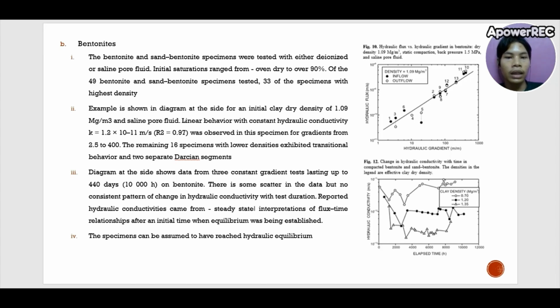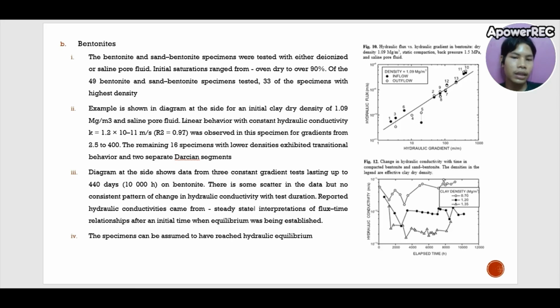Examples are shown in the diagram at the side for an initial clay density of 1.09 megagram per meter cubed and saline pore fluid. Linear behavior with constant hydraulic conductivity, K equal to 1.2 times 10 to the power of minus 11 meter per second, was observed in this specimen for gradients from 12.5 to 400. The remaining 6 specimens with lower densities exhibited transitional behavior.